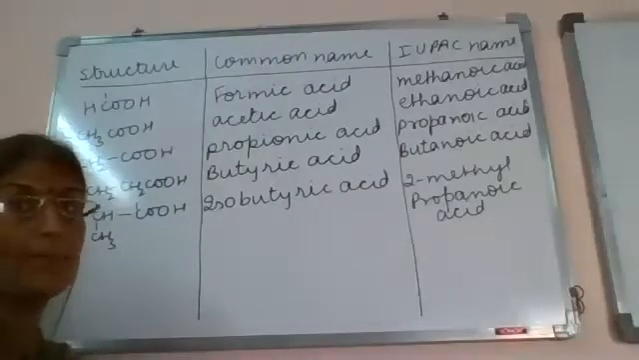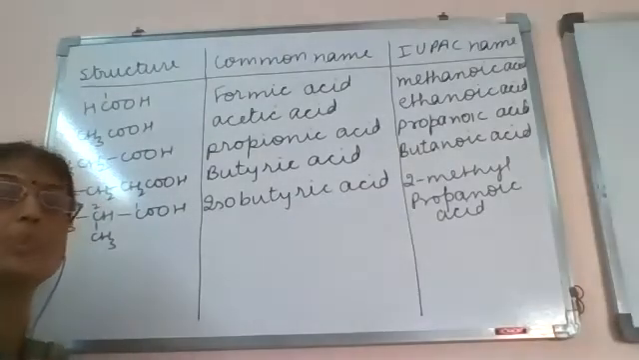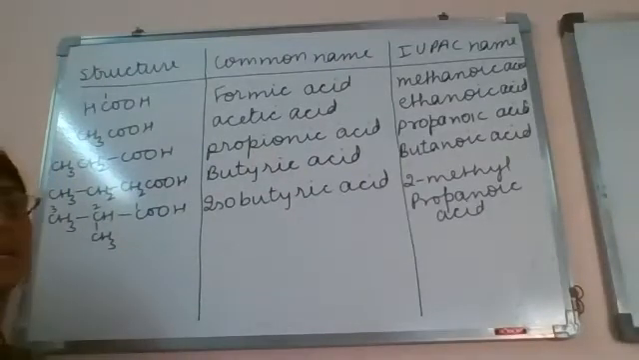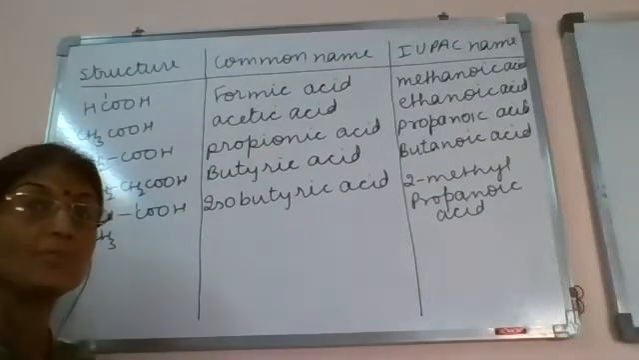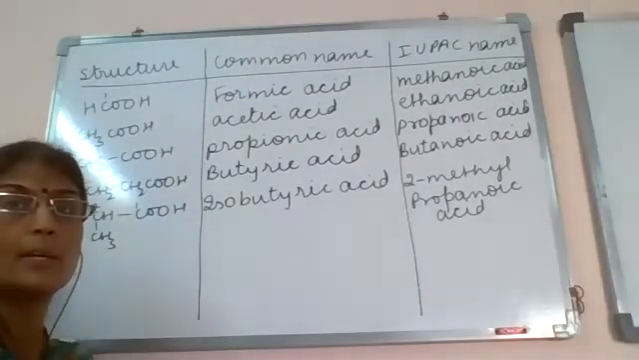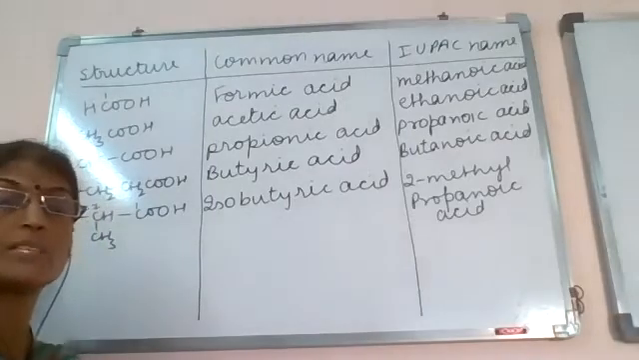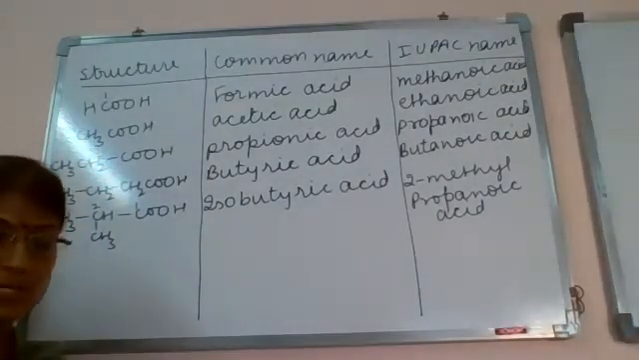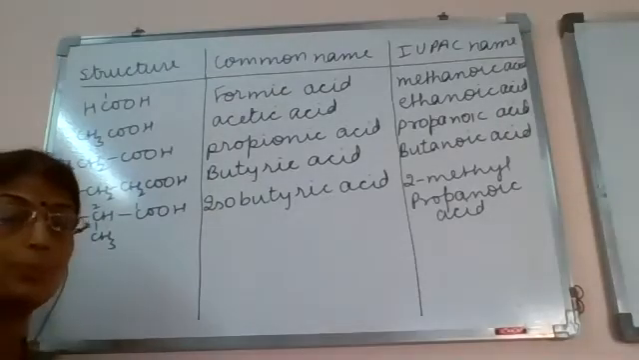Common names are also very important. What happens when isobutyric acid undergoes oxidation? If we don't know the structure, how will we write the reaction? So IUPAC name, sometimes in competitive exams or in MCQs they may ask IUPAC names also. What is the IUPAC name for isobutyric acid? So we should know the structure. What is the structure for isobutyric acid?